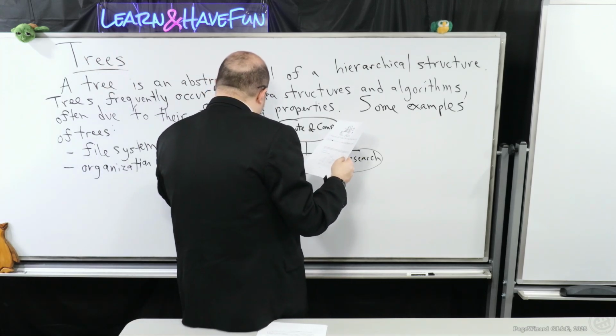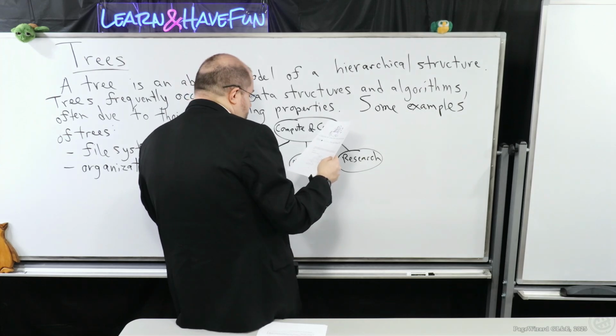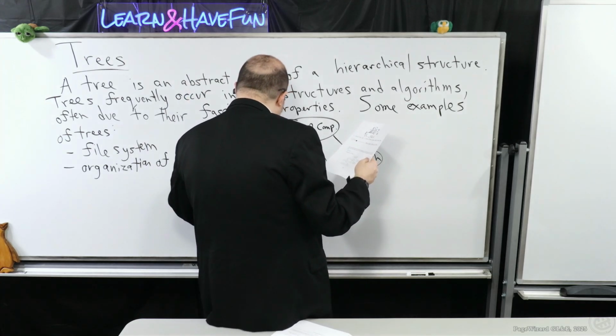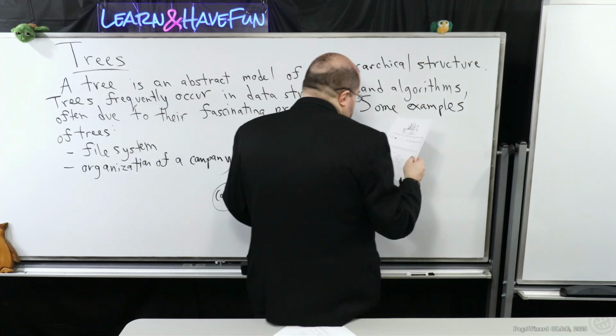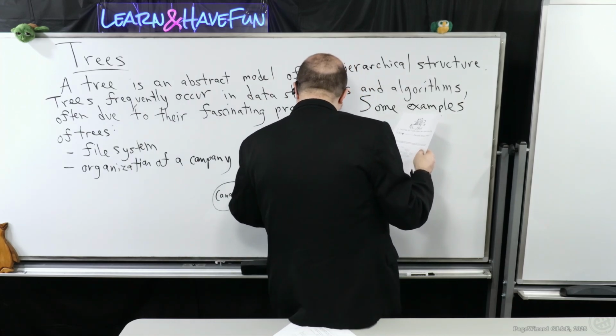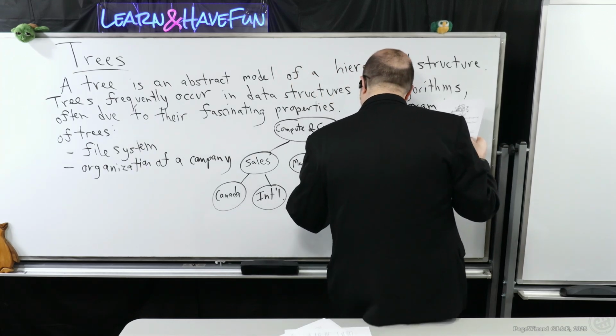So, for example, the sales division could have one in Canada, as an example. It may have an international branch. In manufacturing, maybe because it's a computer company, perhaps they manufacture laptops, and maybe they manufacture desktops.